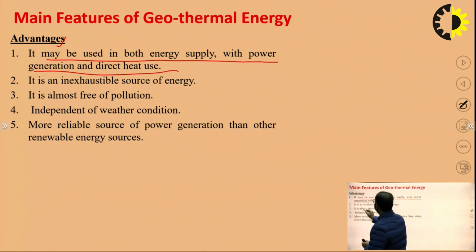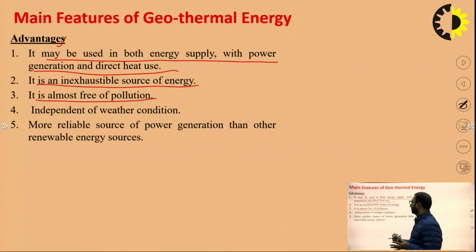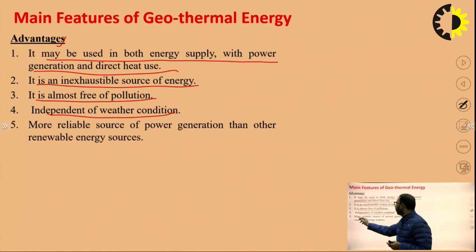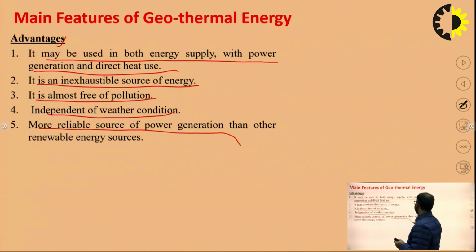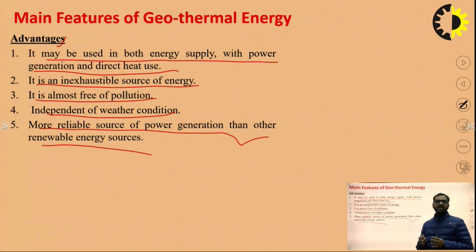Then it is an inexhaustible source of energy. It is almost free of pollution. It is independent of weather condition, and it is a more reliable source of power generation than other renewable energy resources. So these are some advantages of geothermal energy resources compared to other renewable energy resources.